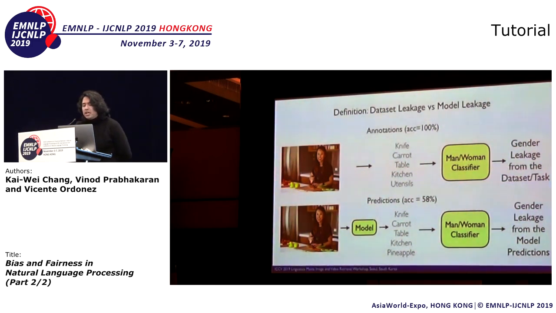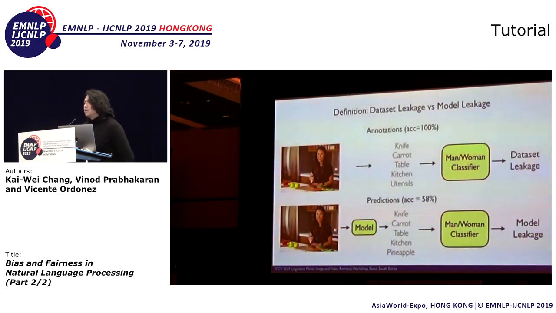We call this gender leakage that is coming from model predictions. For short, in the paper, we just call this dataset leakage and model leakage. But essentially this is the capacity that you have to predict your protected variable from the outputs of your task. Both the ideal outputs, the ground truth labels, and the outputs that you're getting from a model trained on these labels.